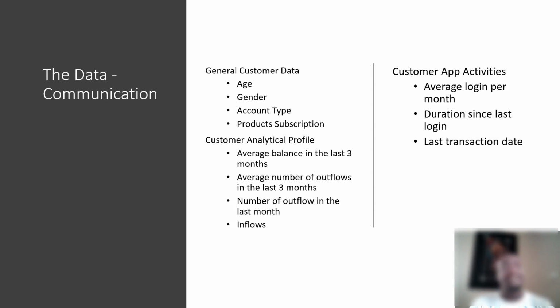The third set of data used for this task brought together information about the customer's activity on the app itself. We wanted to know how frequently this customer logs into the app. When he logs in, what does he do? Does he look at his balance? Does he do transactions using the app? Does he buy data or airtime for his phone? So this is the third group.